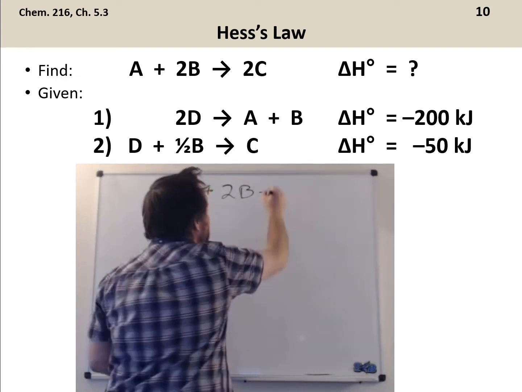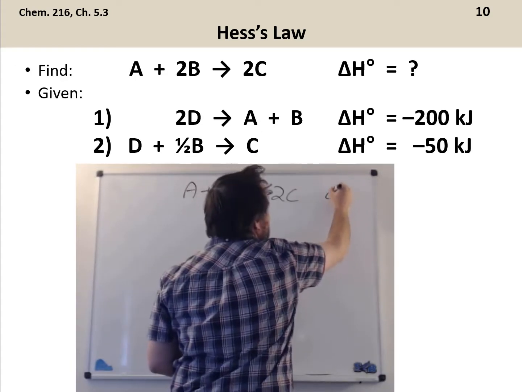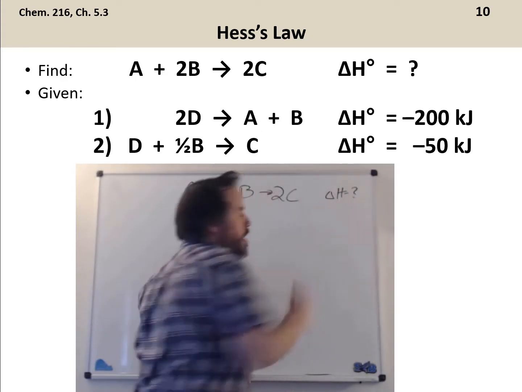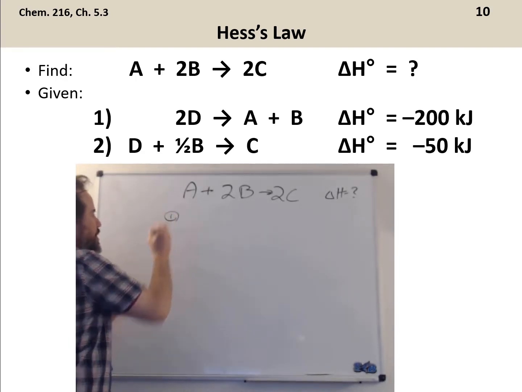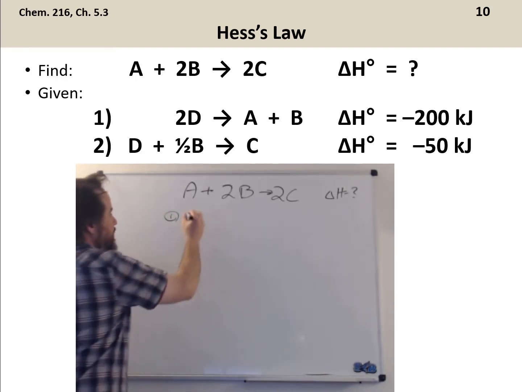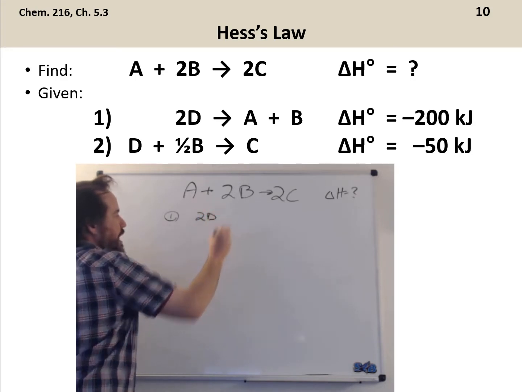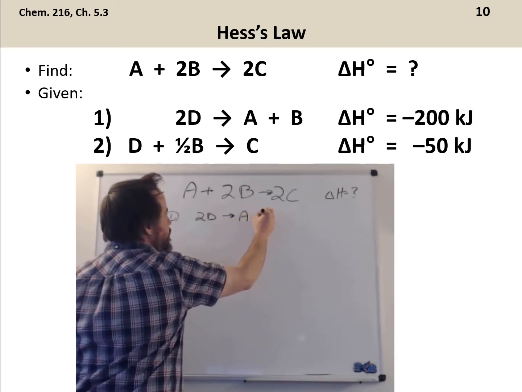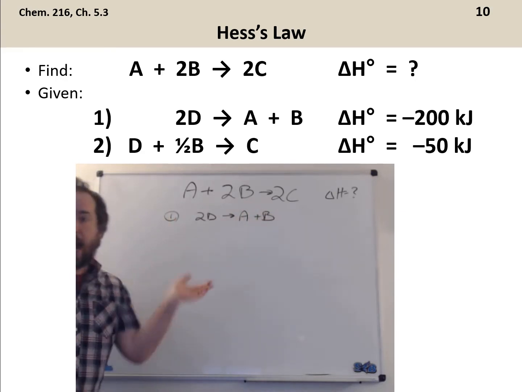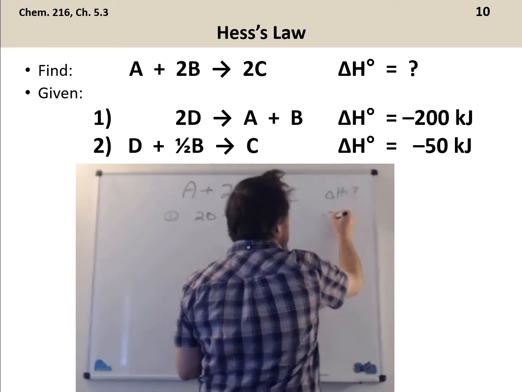Or sorry, yeah. And I want to know its delta H. Okay, I'm given some information. And usually what we do is we just label these as 1 and 2 and 3, etc., however many reactions I have. I have 2D going to A plus B, and I know its delta H is negative 200.